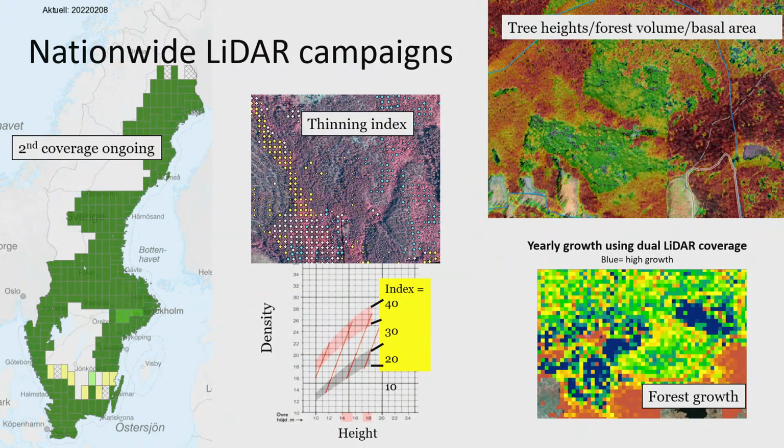At the top there, you can see, of course, you can measure tree heights, which laser is very good at. You can estimate forest volume, the basal area, and so on. You can also, as in the example to the right here, describe the growth of the forest if you have data from different time periods. So this is a very good data source for us to describe the forest in greater detail on a large scale.